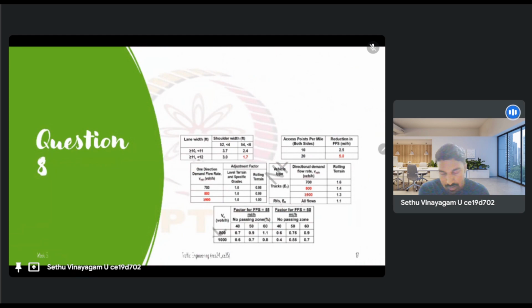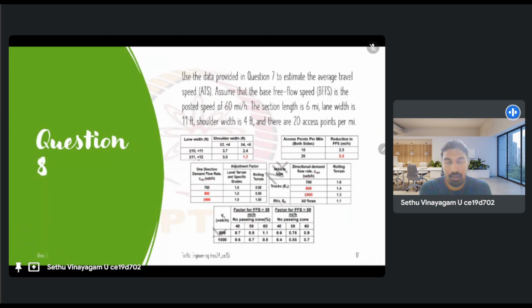Okay, question number 8. We have to continue with the same facility that we were analyzing. So use the data provided in the previous question to estimate the average travel speed, ATS, right? Here we need a little more information for the ATS calculation, which is the base free flow speed. We can take that as the posted speed of 60 miles per hour, and the section length is 6 miles, so we already moved from the previous question. Lane width is 11 feet, shoulder width is 4 feet, and the access point density is 20 points per mile. Okay, so these are the things, and then we have the adjustment factors corresponding to the ATS calculations given here.